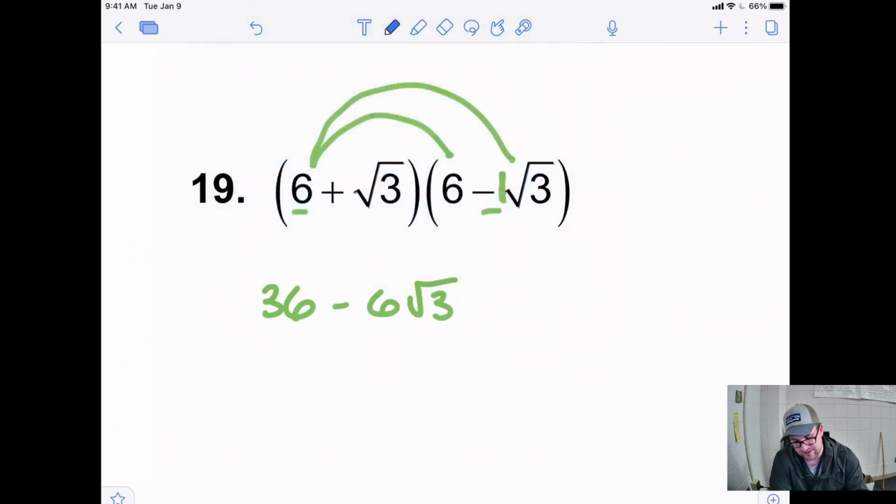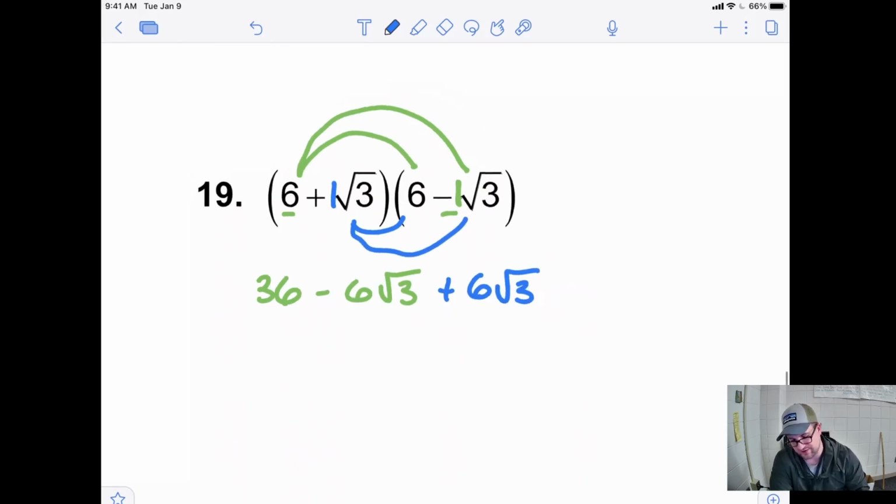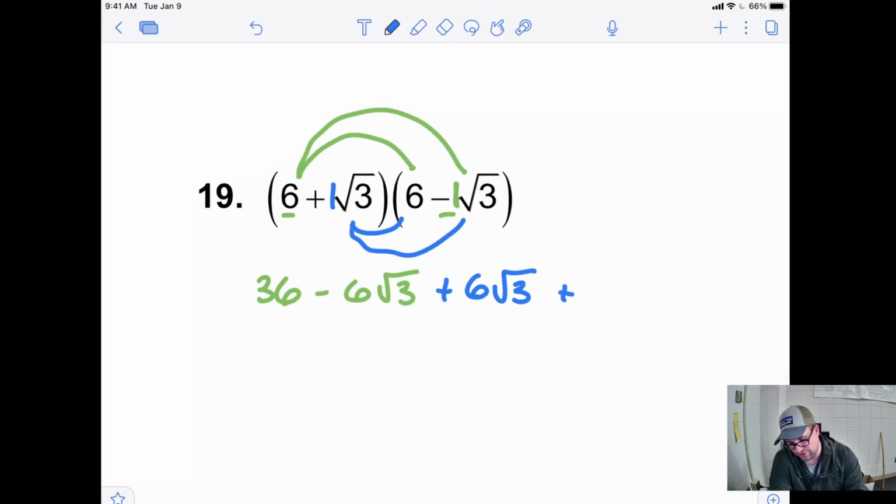Now, as we continue our double distribution, we're going to have the square root of 3 times 6, or 1 square root of 3 times 6. 1 times 6 is going to give us a positive 6 square roots of 3. And then as I make my last multiplication, 1 square root of 3 times the square root of 3. Hopefully you see it. That's just going to be 1 square root of 9.